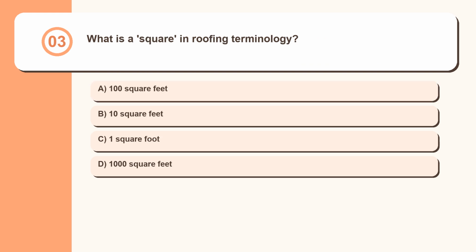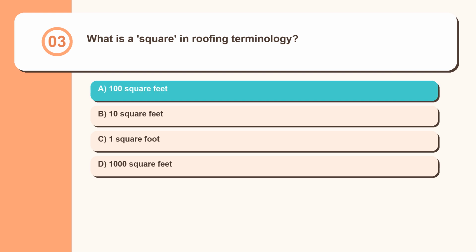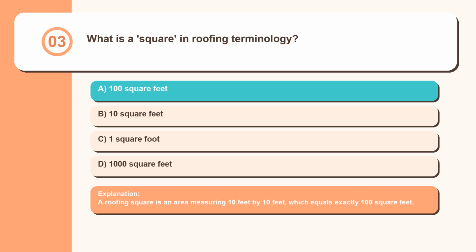Question 3. What is a square in roofing terminology? 100 square feet, 10 square feet, 1 square foot, 1,000 square feet. A roofing square is an area measuring 10 feet by 10 feet, which equals exactly 100 square feet.